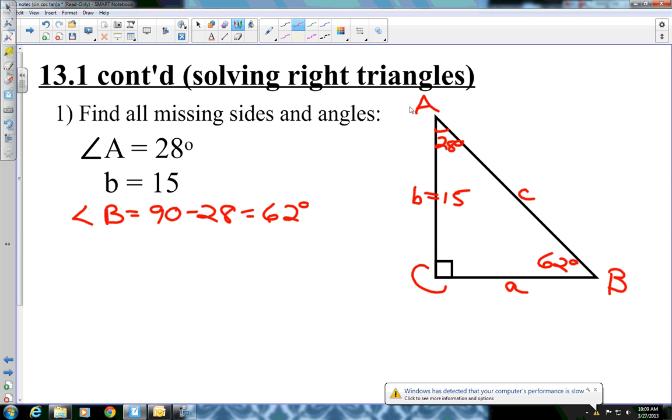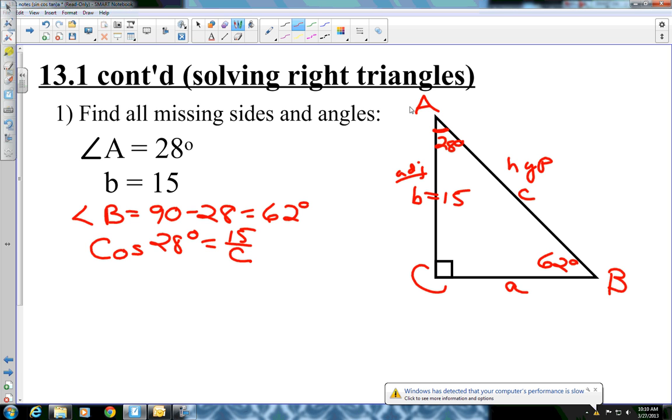Now, I know I'm going to use this angle right here. I know the side adjacent to that angle. Let's look for C first. That's the hypotenuse. Which trig function uses adjacent and hypotenuse? Cosine. So I say the cosine of 28 degrees equals adjacent, which is 15, over hypotenuse, which is C.